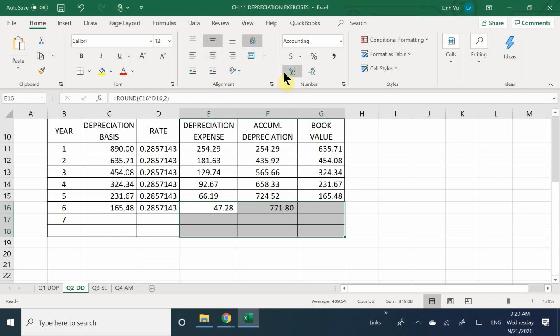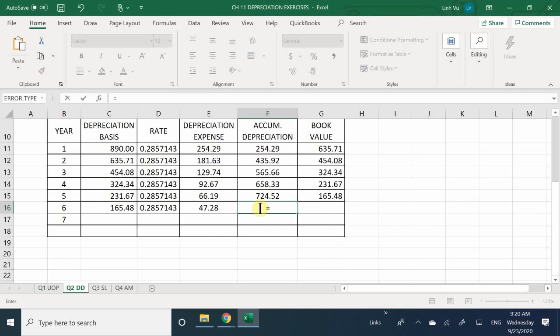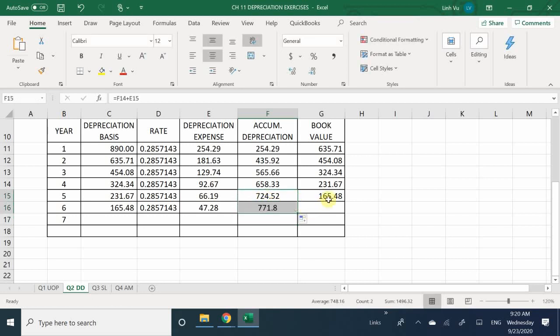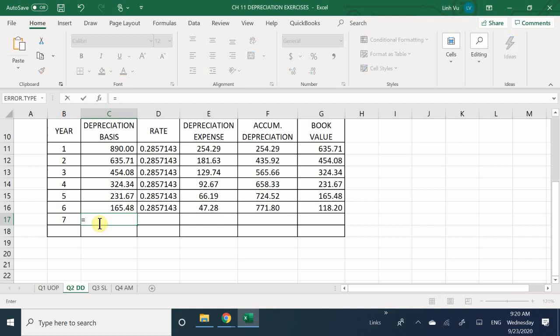Okay, I think I just have to go like this, and let's take this line. Okay, hold up. Okay, good. 118.20. Okay, and then lastly, my 7th year is going to be that 118.20.